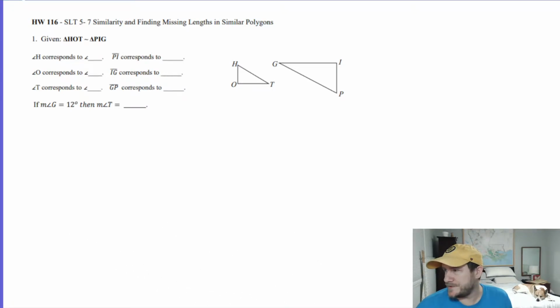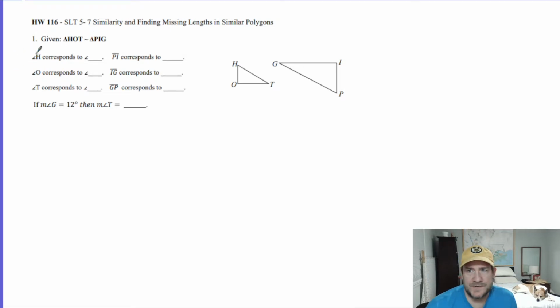Let's get down to business. Alright, so this one here. We're transitioning now from doing dilations to just knowing that two figures are similar and then answering questions about them. This first question is telling you that triangle HOT is similar to triangle PIG, and they want to get at this idea about a similarity statement, always listing the parts in corresponding order.